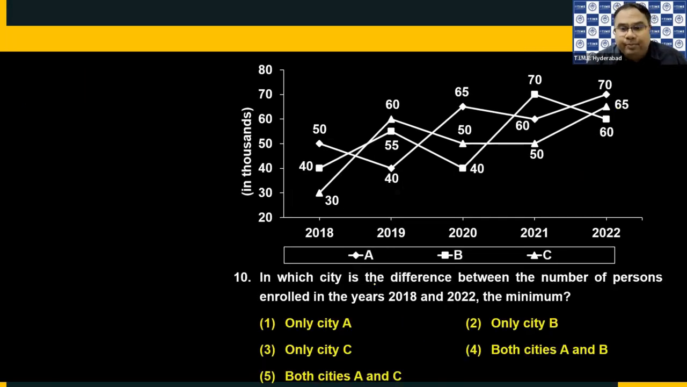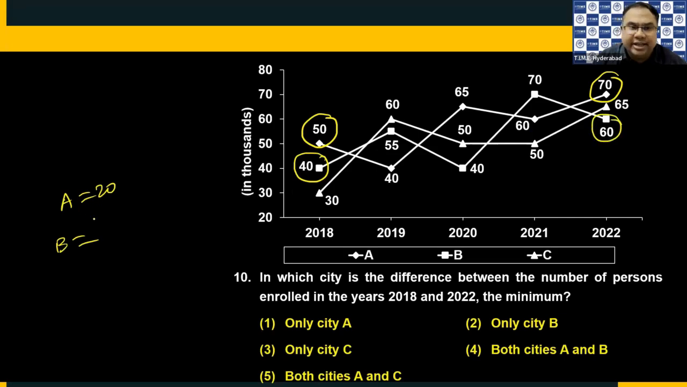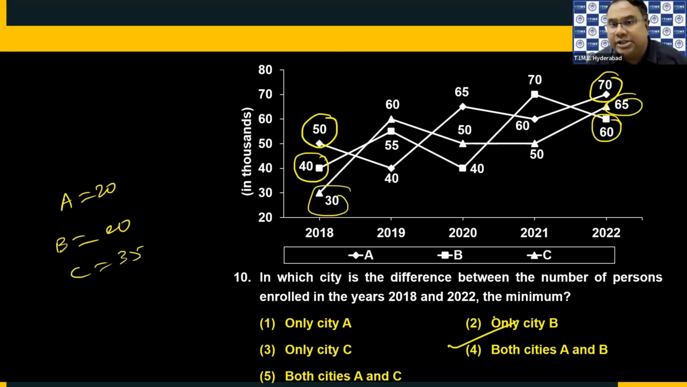Right? Let's move ahead. In which city is the difference between number of persons enrolled in the years 2018 and 2022 minimum? So if I look at A, it is 50, 2022 A is 70. The difference is 20. Okay. Look at B. B 2018 it is 40 and 2022 60. So B is 20. C 30 and 65. C is 35. So it happens in both cities A and B. It is present in choice 4.